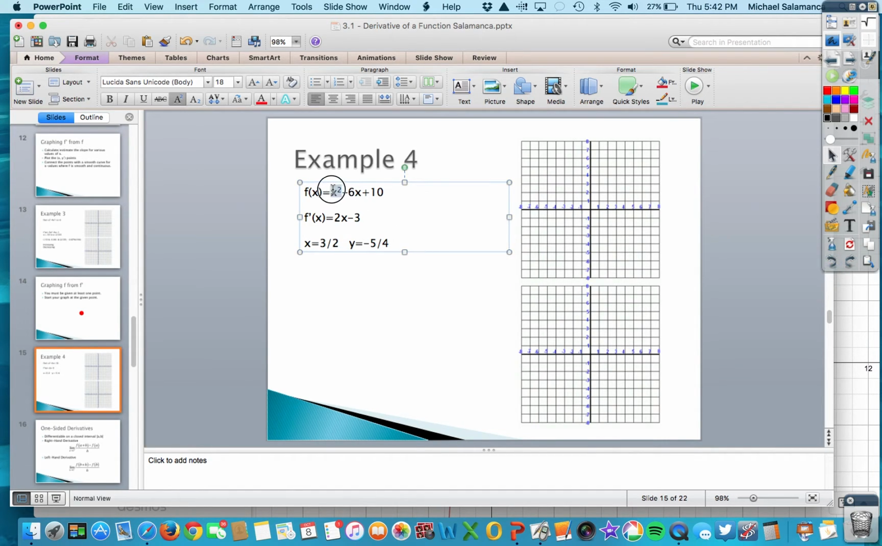We know that this is an x squared graph. What that means here is that it should look like a parabola of some sort. And it's a positive x squared, so we know it's going upwards. So we know from negative infinity to 3/2, it's decreasing. Then we know from 3/2 to infinity, it's increasing.